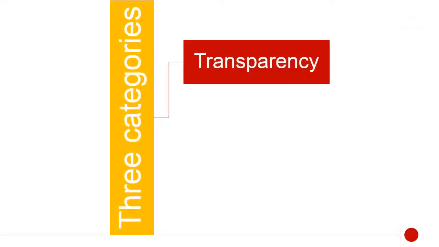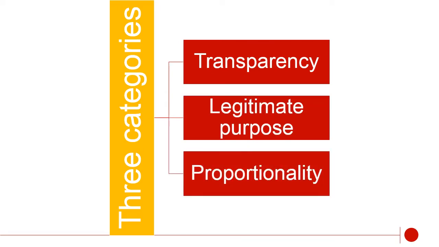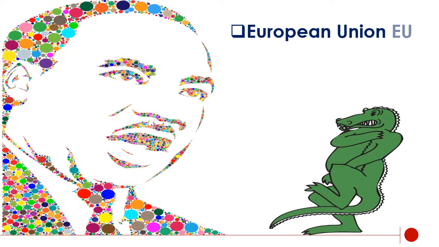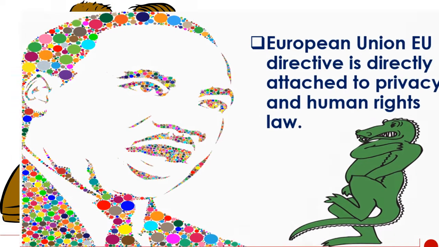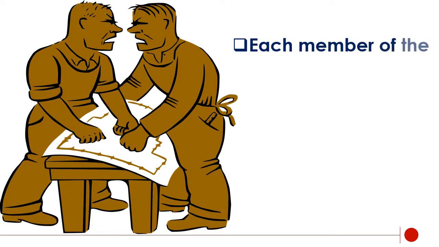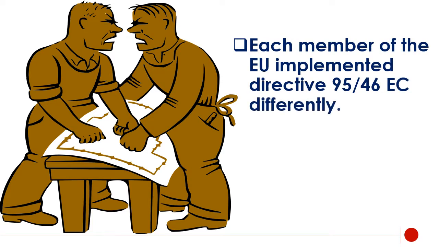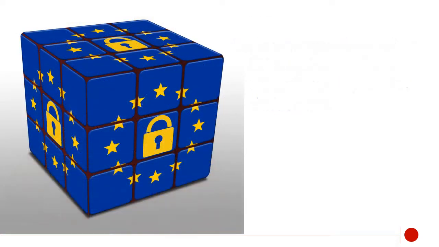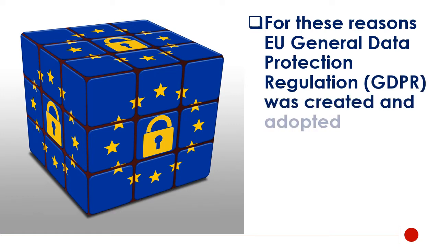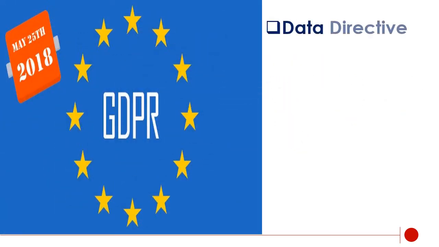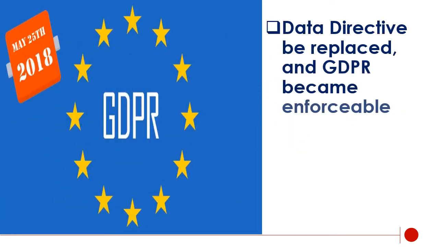These conditions fall into three categories: transparency, legitimate purpose, and proportionality. The European Union EU directive is directly attached to privacy and human rights law. Each member of the EU implemented Directive 95/46/EC differently. For these reasons, the EU General Data Protection Regulation, GDPR, was created and adopted in April 2016. The Data Directive was to be replaced, and GDPR became enforceable on May 25, 2018.